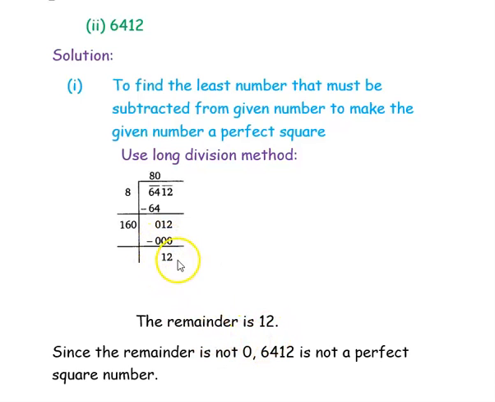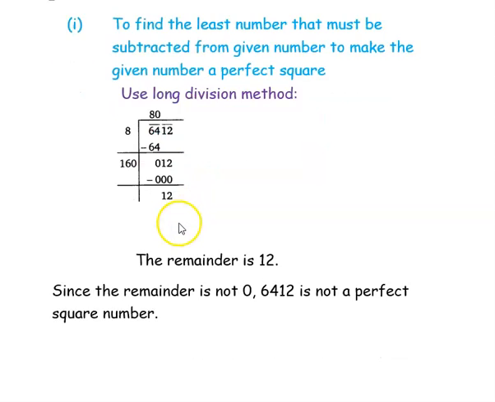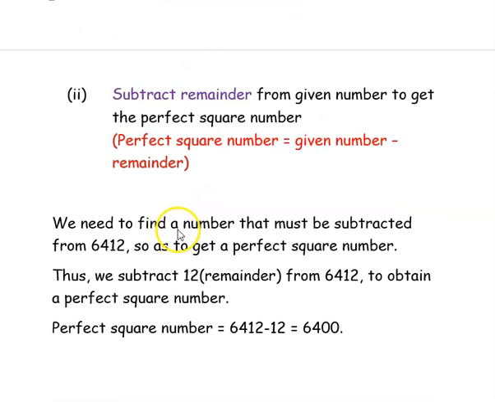So we know that if we get a remainder, the given number is not a perfect square number. Now we want to find the perfect square number. For that we are subtracting 12 from the given number. So the perfect square number is equal to the given number 6412 minus the remainder, that is 12. So it will be 6400. Now this 6400 is a perfect square number.